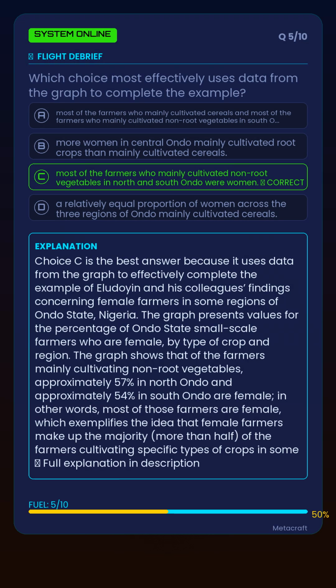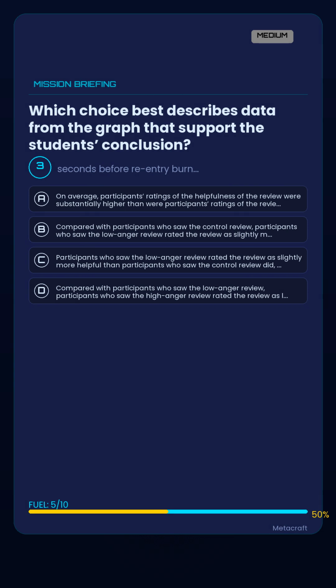The correct answer is C. Which choice best describes data from the graph that support the student's conclusion? Option A, on average, participants' ratings of the helpfulness of the review were substantially higher than were participants' ratings of the reviewed product regardless of which type of review participants had seen.